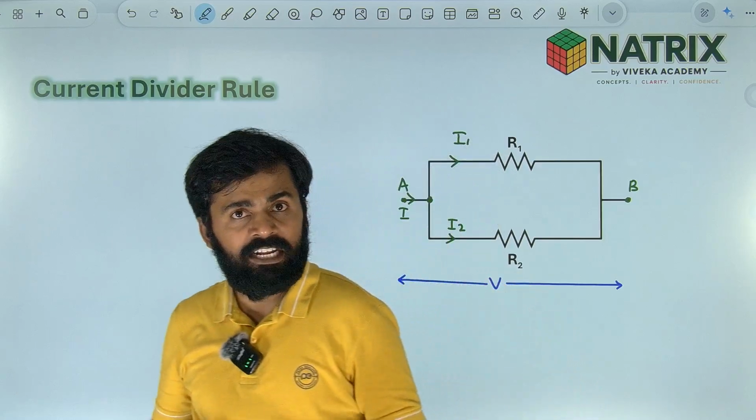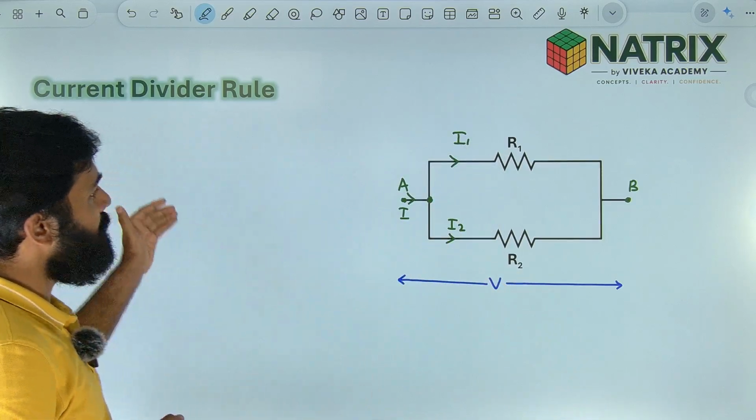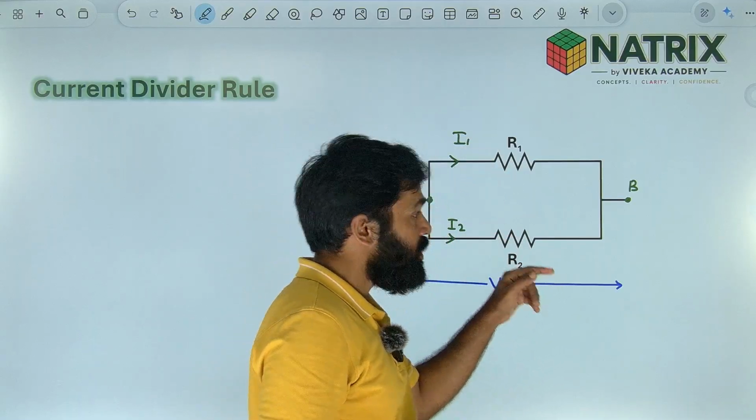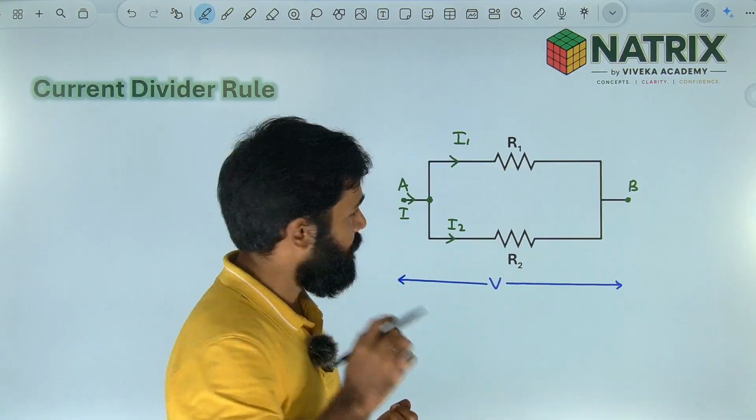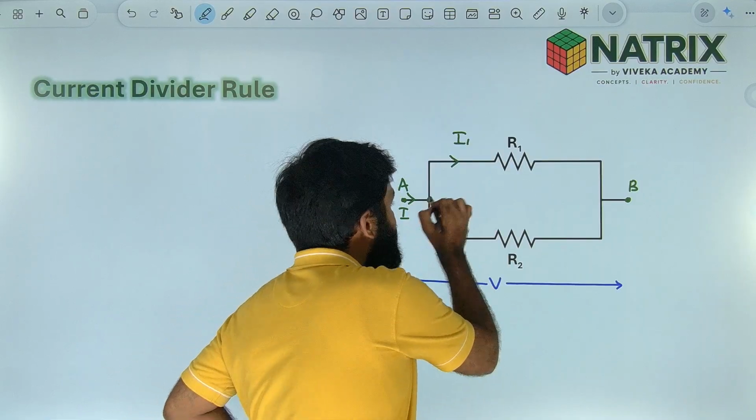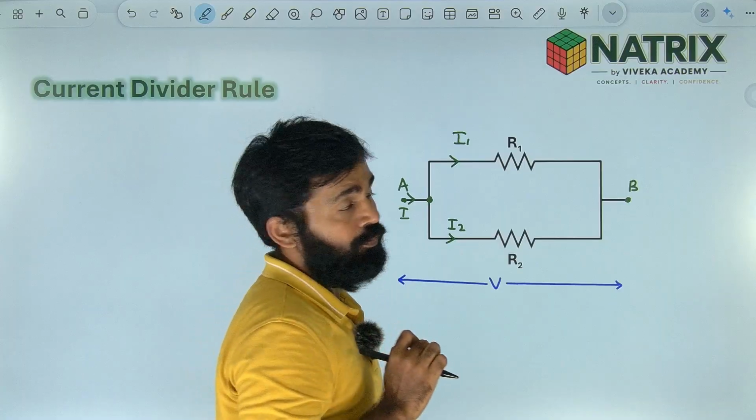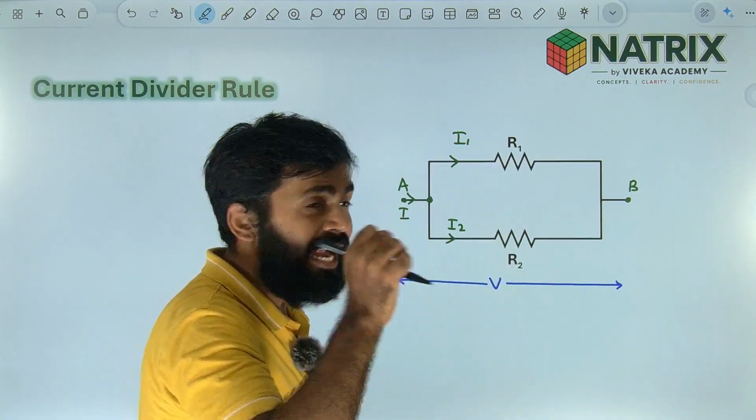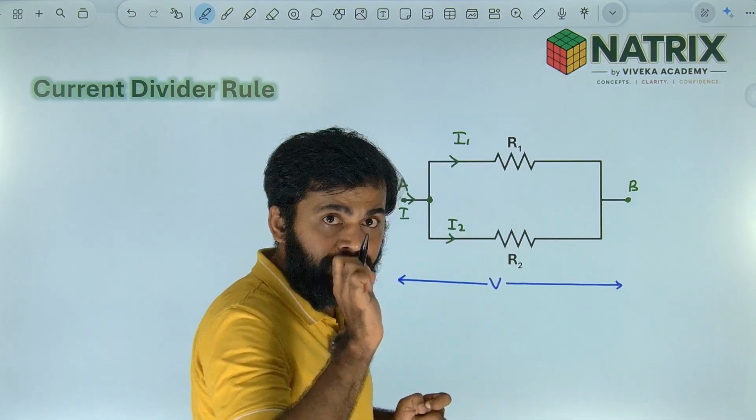Let's see the current divider rule in this video. Now what do I mean? When the resistors are connected in parallel, current divides here. Why? Think that current I is entering this junction. At this junction, current has two paths to go. Either it can go through R1 or it can go through R2. Now in that case, when current comes here, it divides here.